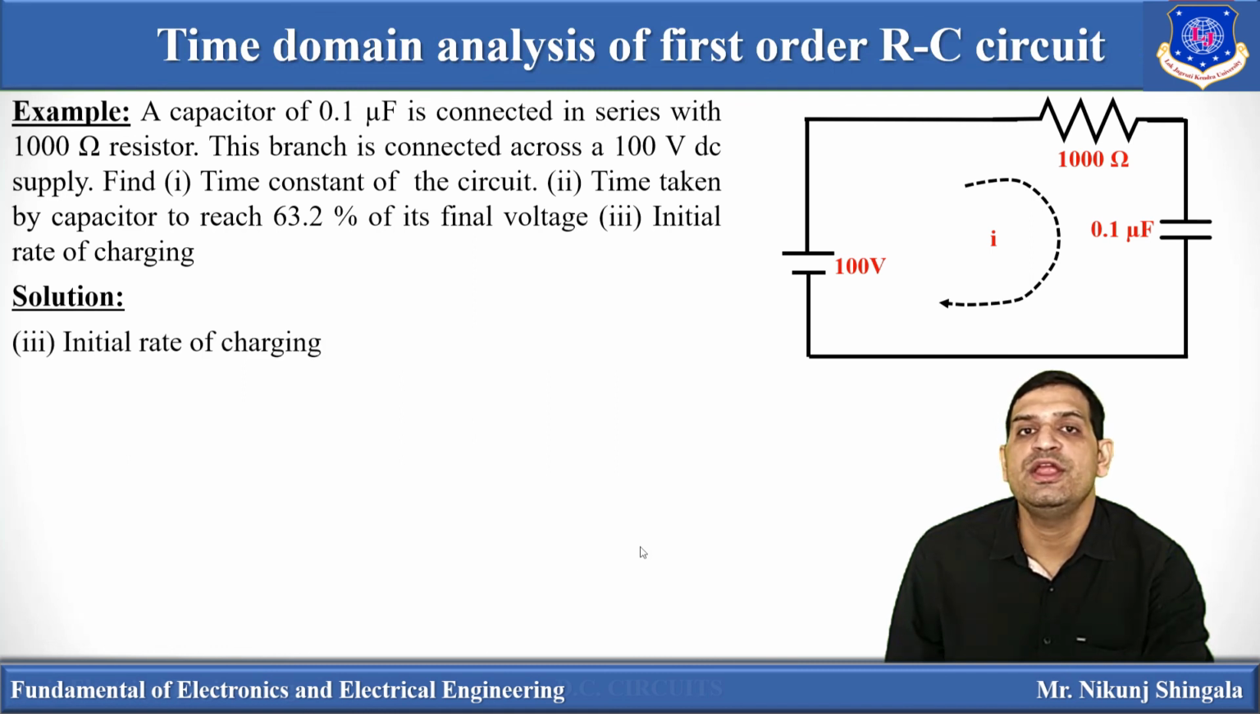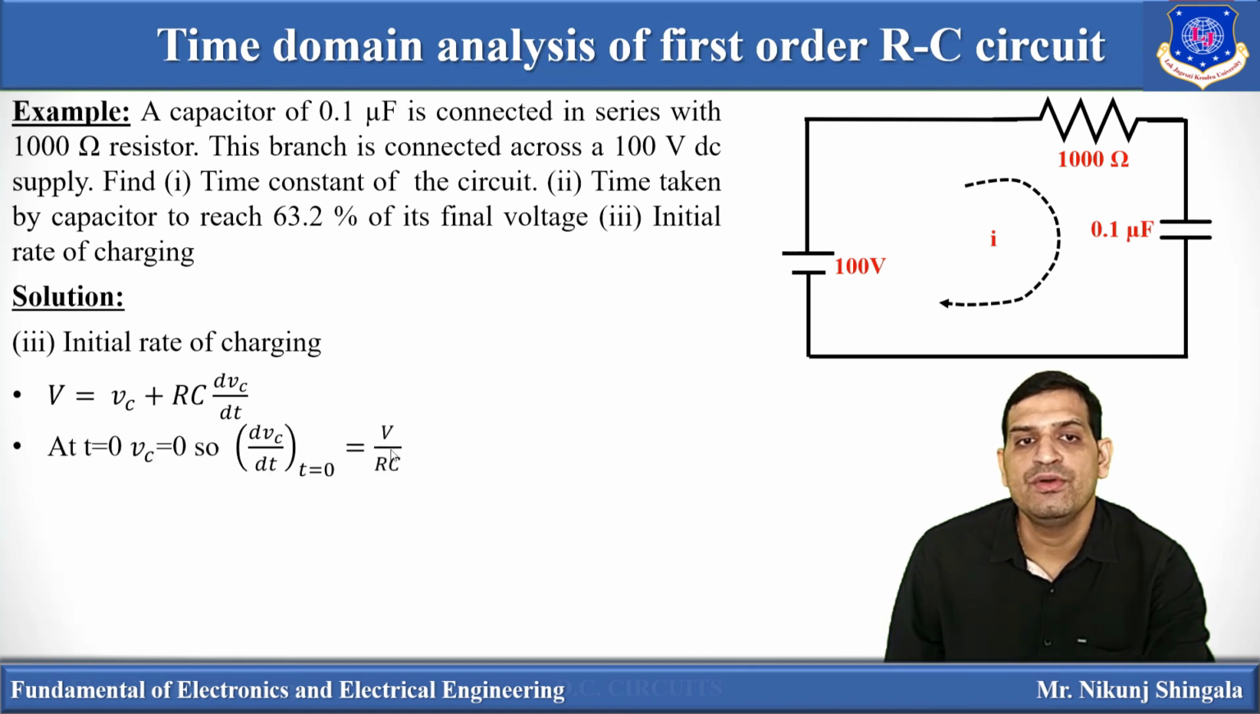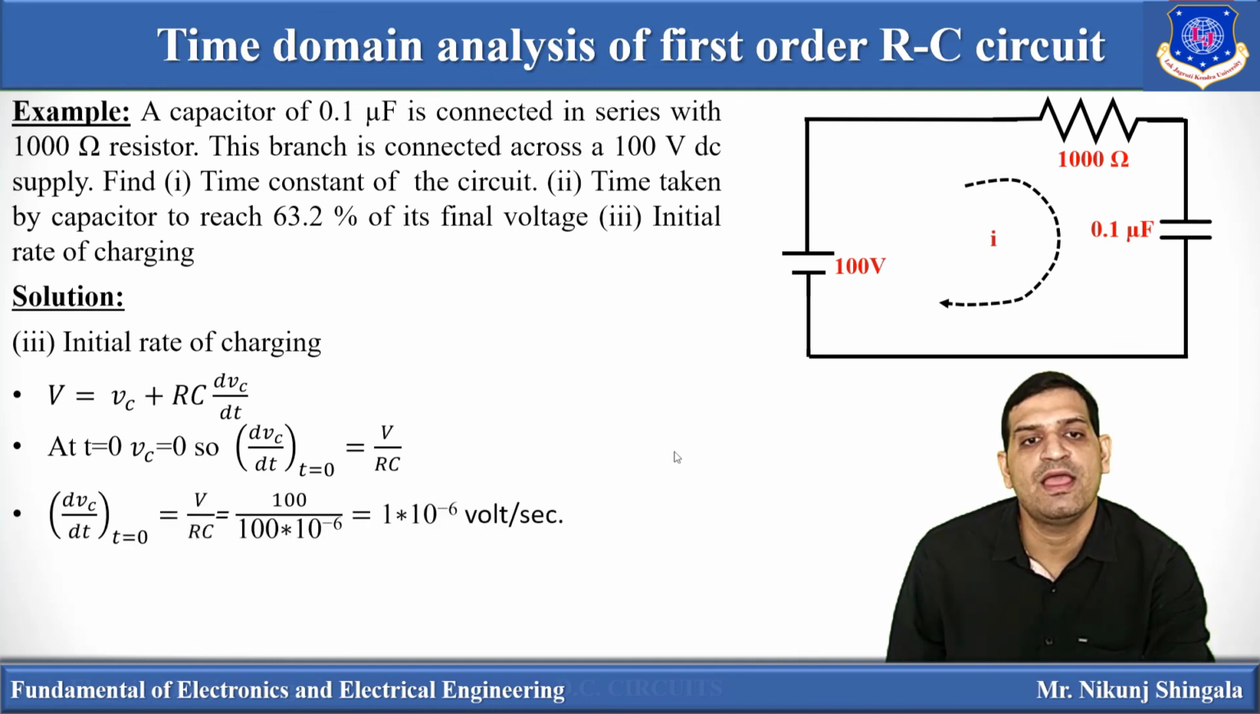Third one, initial rate of charging. Now initial condition will come into the picture in this case. Now we know V is equal to Vc plus RC dVc by dt. Now at time t is equal to 0, Vc is 0. So we can write dVc by dt at t is equal to 0, which is nothing but the initial rate of charging, is equal to V divided by RC. Now putting the values of V, R and C, dVc by dt at t is equal to 0 is equal to 100 divided by 100 into 10 raised to minus 6. So that is 1 into 10 raised to minus 6 volt per second. So this is the initial rate of charging.